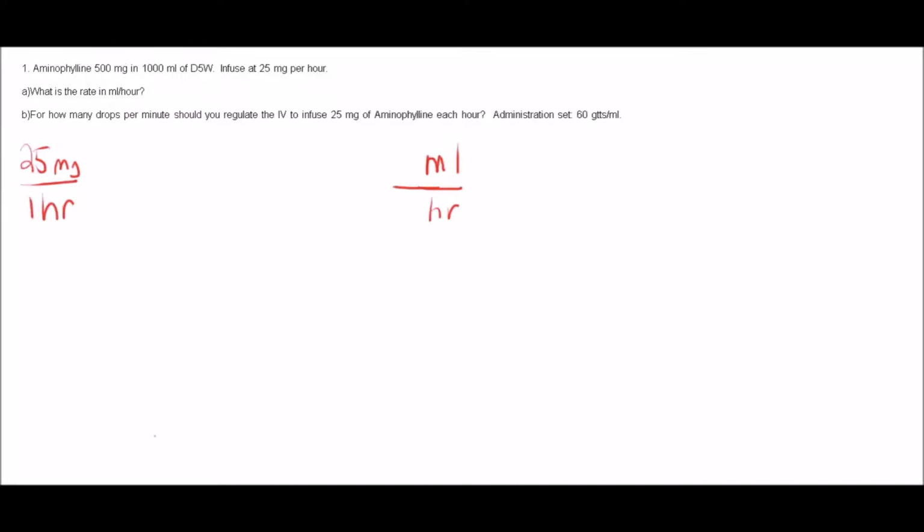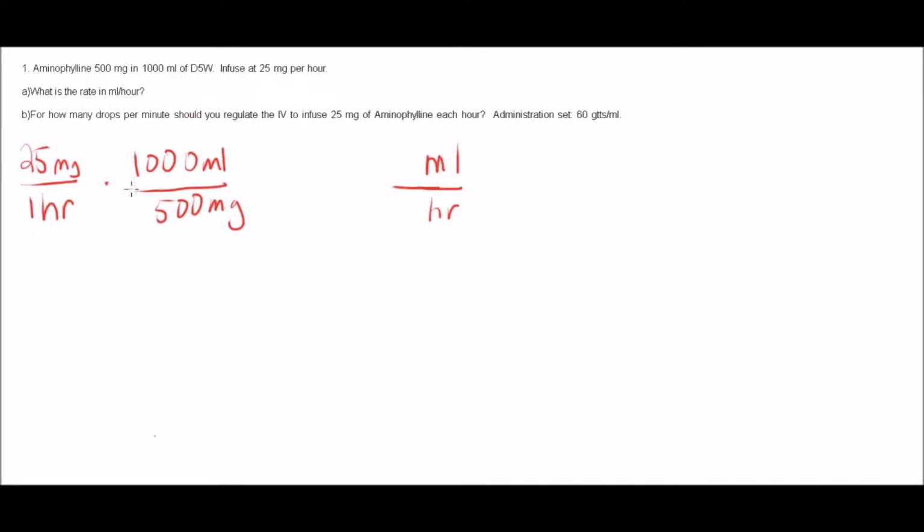Now, what we need to do is use this other information that we have to get rid of the milligrams and convert it to milliliters. So basically what you're doing is setting up various fractions so that you have the milliliters at the top and another milligrams on the bottom so that you can cancel the milligrams out. So we know that this is 500 milligrams and 1,000 milliliters. So we can flip that around and say that's 1,000 milliliters per 500 milligrams.